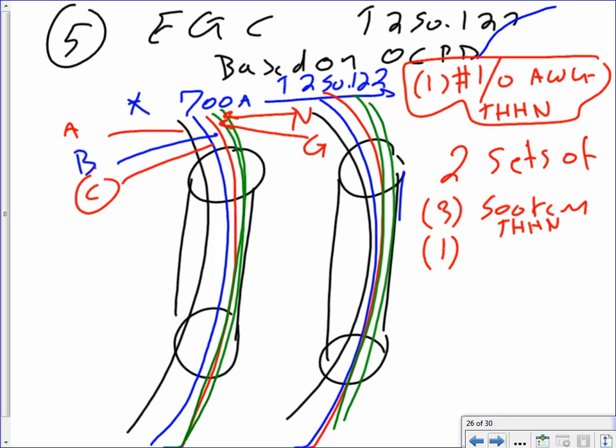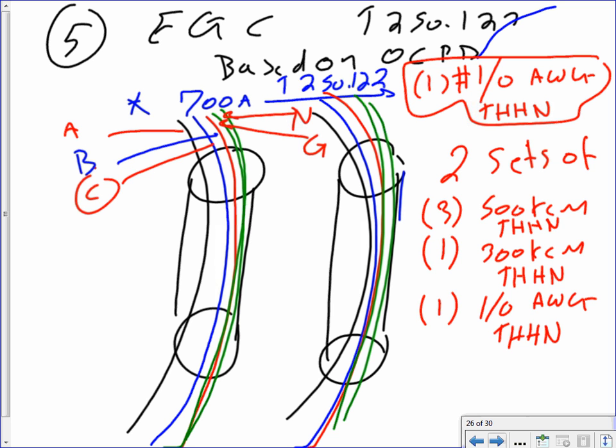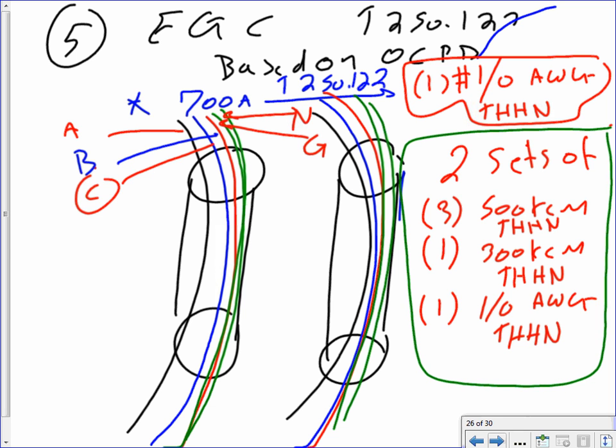1 conductor, 300 kcm, THHN, and 1 conductor, 1 aught AWG, THHN. Gentlemen, this is what an engineer and a designer will write for the feeder. You have 2 sets. Each set will have 5 conductors inside that set. Let's go size that conduit, will ya?